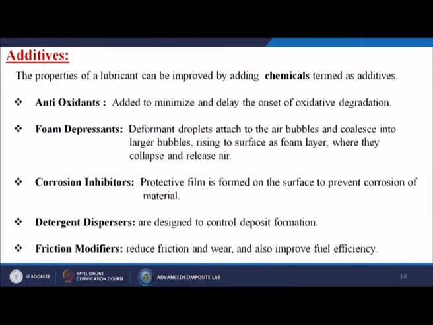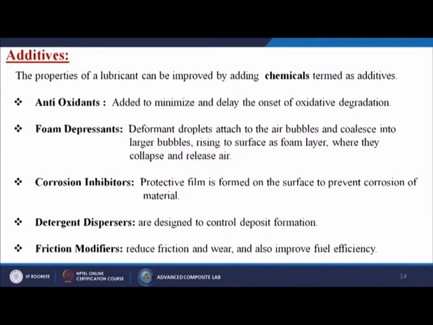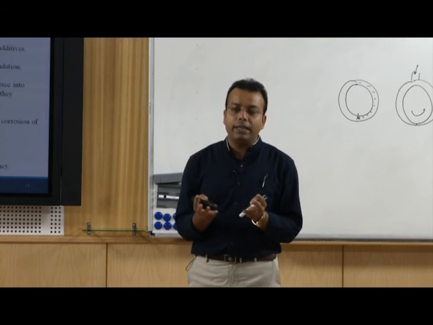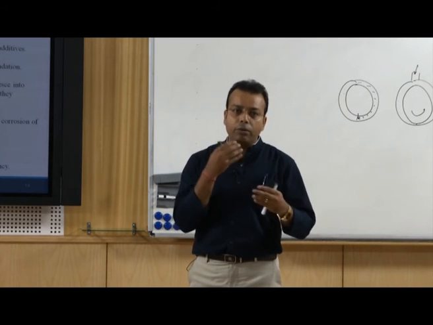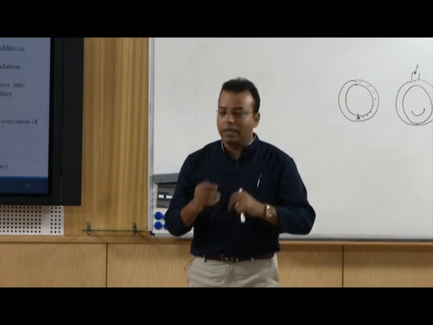First one is called the antioxidants, added to minimize and delay the onset of oxidative degradation. So, we are adding some kind of antioxidant materials into the oil itself. Next is called the foam depressants, which deform droplets attached to the air bubbles and coalesce them into larger bubbles rising to the surface as a foam layer, where they collapse and release air. So, they create a bubble which can hold the air at that point, then they collapse and release the air, so that the material will cool down very easily.